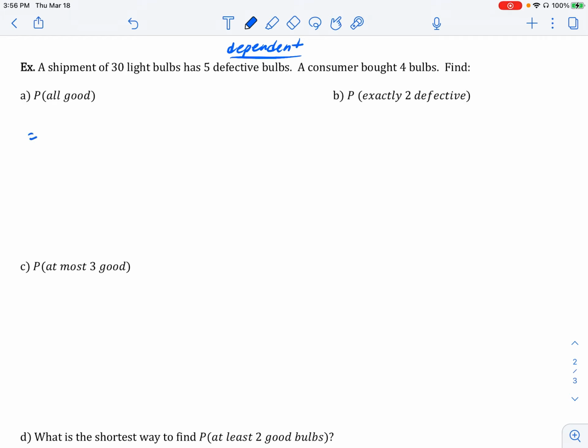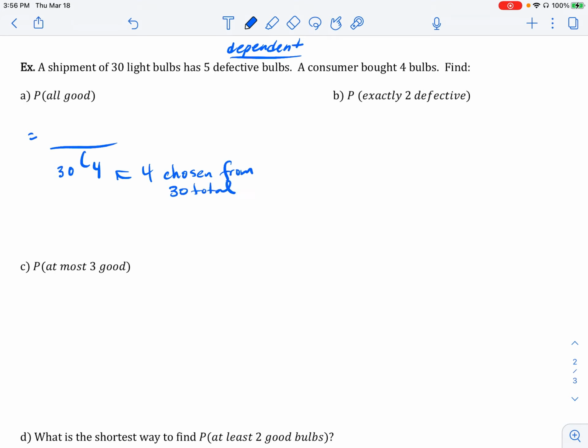So let's think about this. First off, what are the number of ways that you can choose 4 bulbs from the 30 that are available to you? That would be 30 choose 4. Okay, so these are 4 chosen from the 30 total.